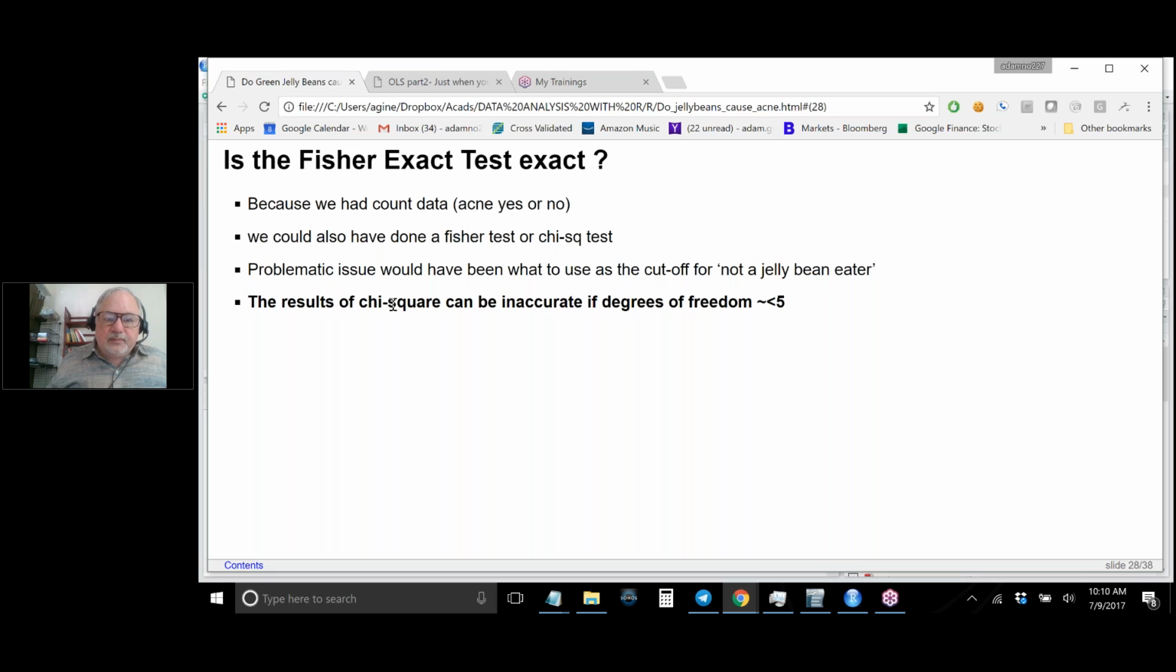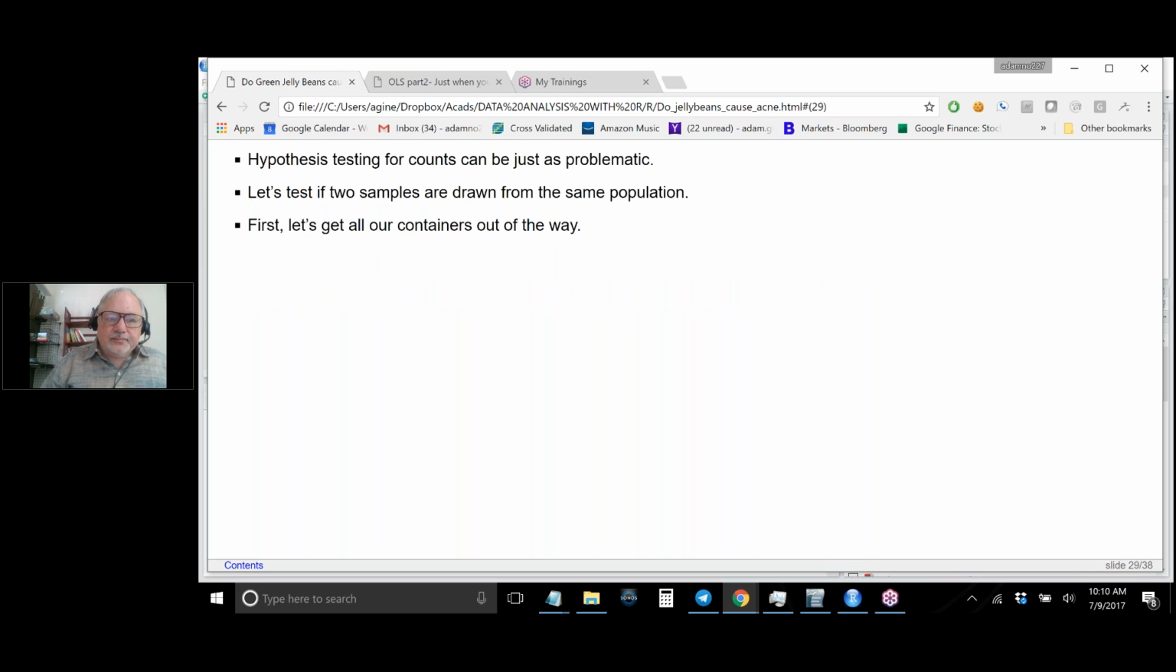Now, a 2x2 table has 2 rows and 2 columns. So how many degrees of freedom does it have? Remember, the degrees of freedom is the number of rows minus 1 times the number of columns minus 1. So it would have 1 degree of freedom if you were doing this. So you would want to use a Fisher exact test, not chi-squared.